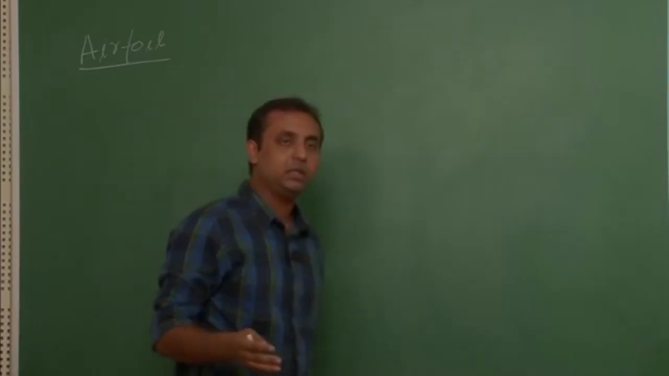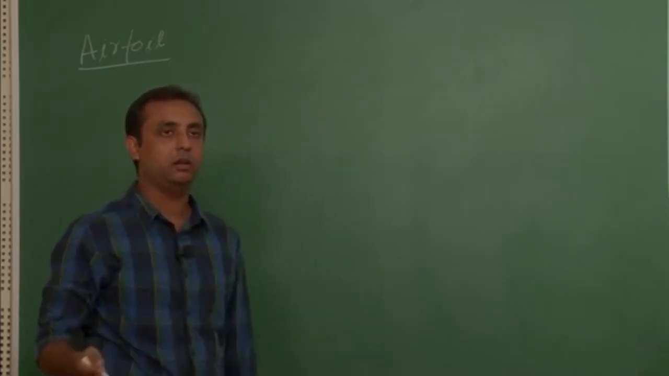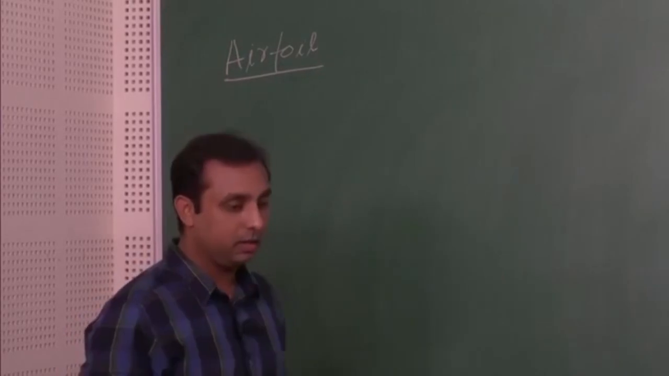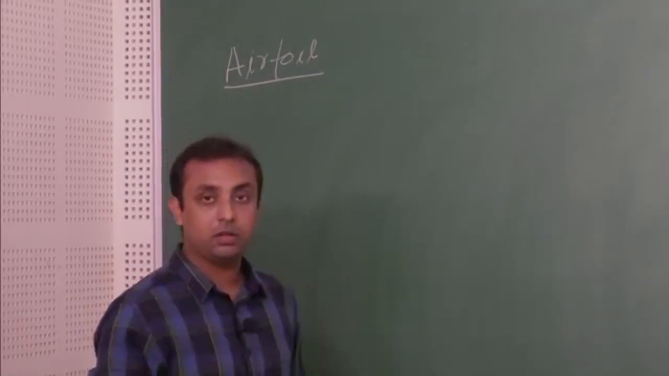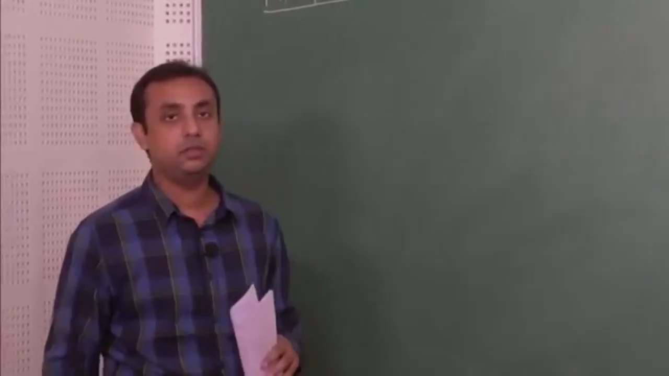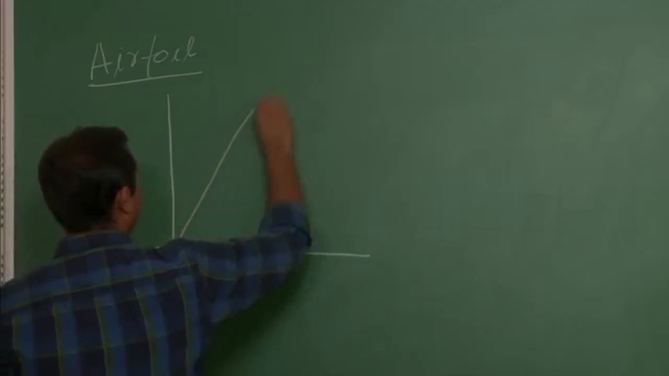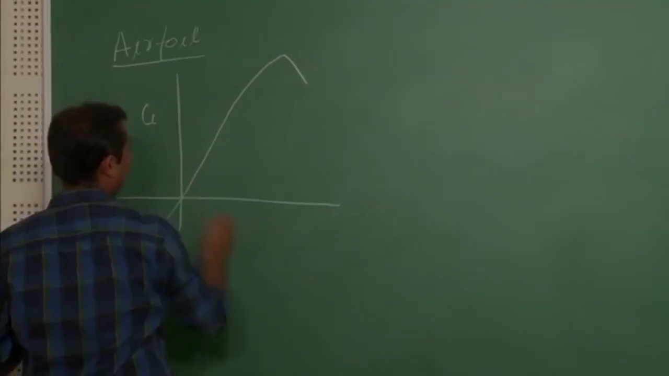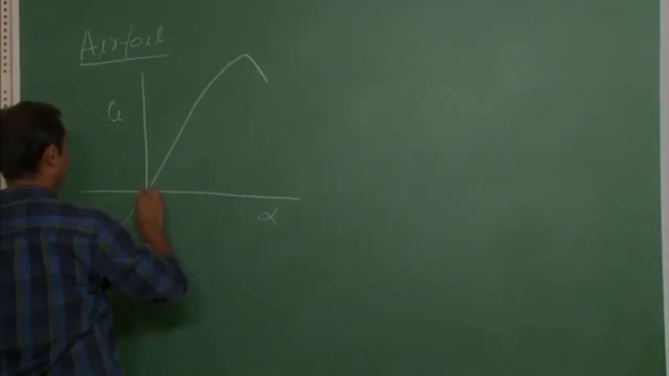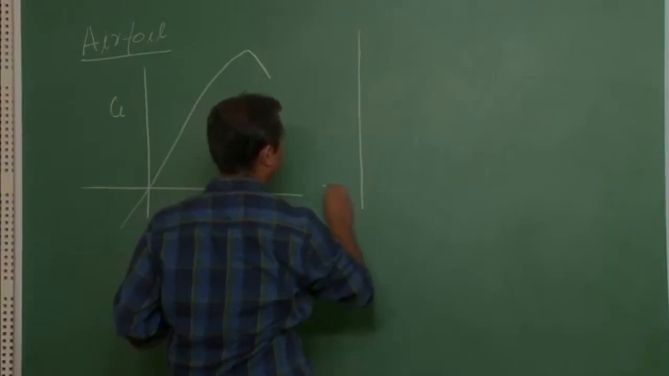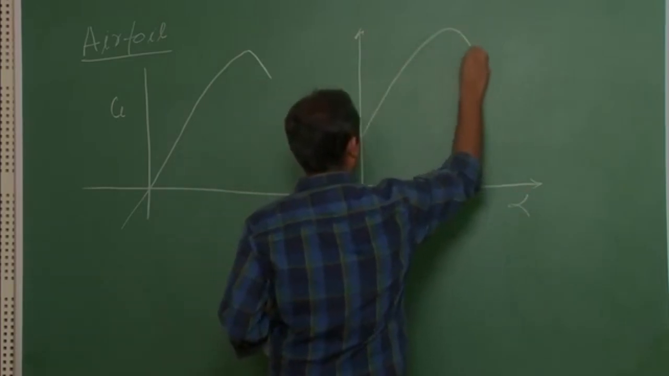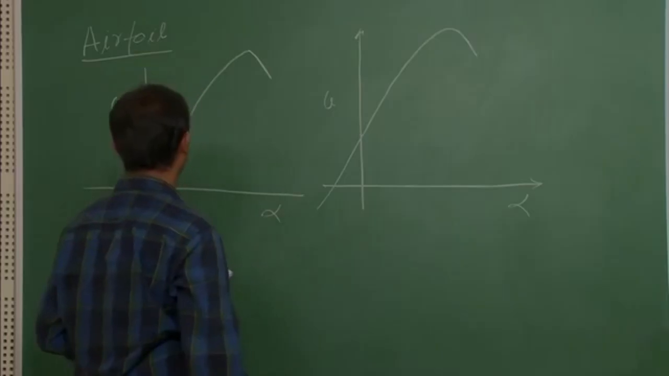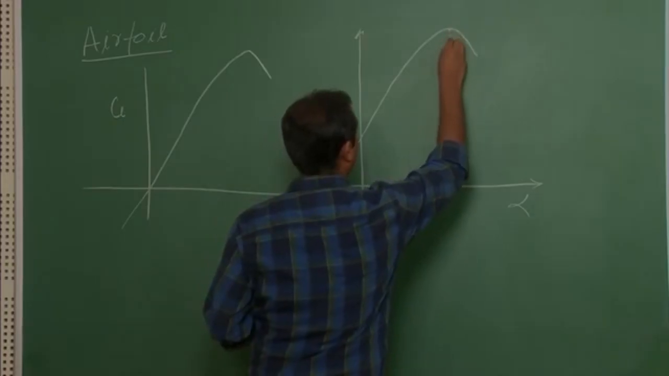Now big companies like Boeing or Airbus basically go for their own design of airfoil, but for our initial phase, we'll be looking at a database of a huge number of airfoils which is available and what information we get from that. The first graph which we will be looking at is the CL versus alpha graph. Now for a symmetrical airfoil, the graph for CL versus alpha is like this, that is, it passes through the origin, whereas for a cambered airfoil, your CL versus alpha graph will be like this.